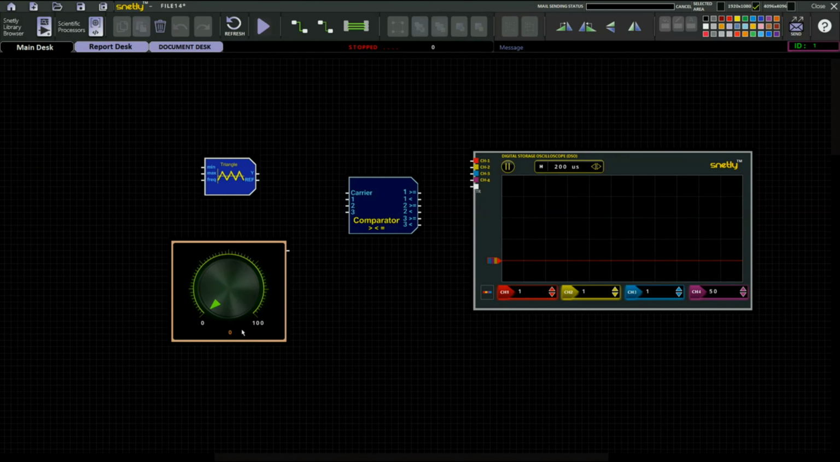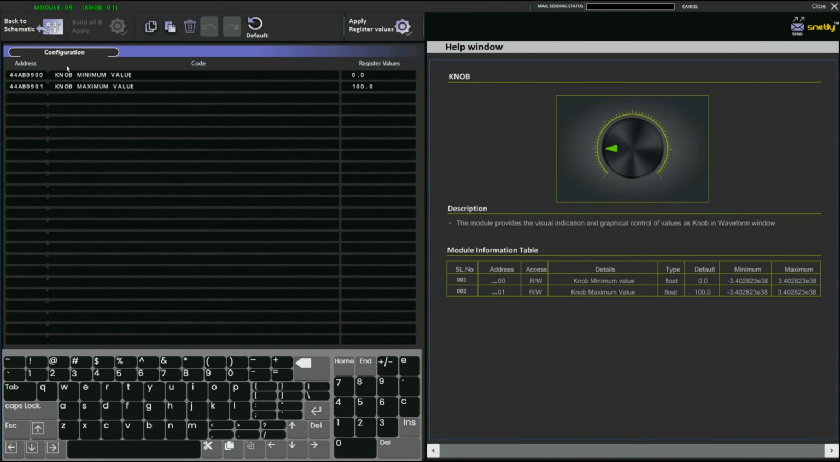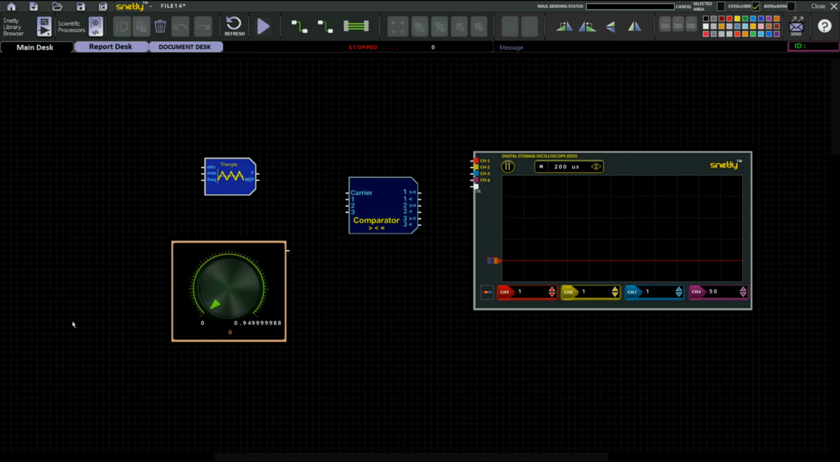Now let us configure the knob value. Right click over the block. Whatever value you keep as the knob minimum will be the minimum duty cycle, and the maximum will be your maximum duty cycle. So I am going to keep the maximum duty 0.95, nothing but 95% duty cycle. Apply register, back to schematic.